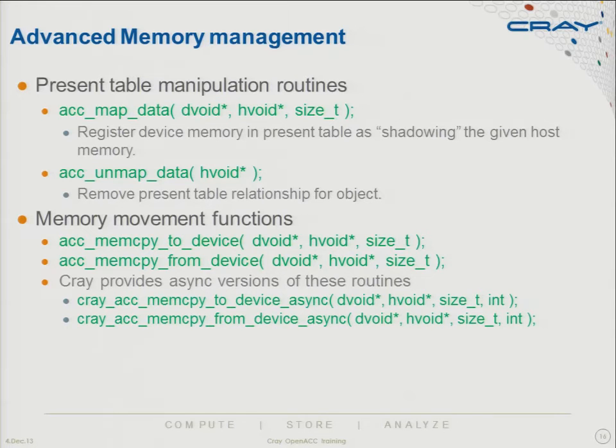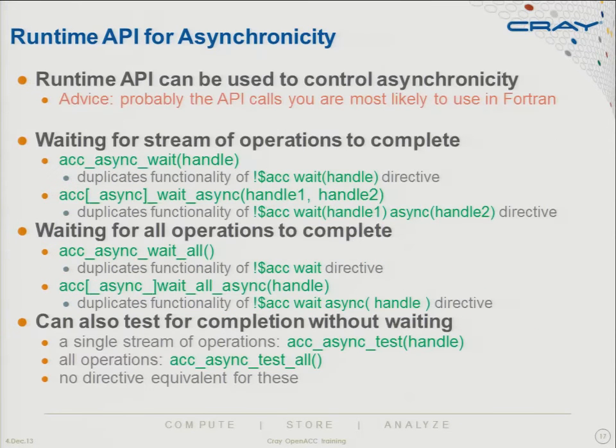If you want to start messing about with the present table to say data is present on the GPU, there are ways to do this. But all of this is very advanced. All of the async wait, all of this sort of wait all, wait for particular handles, you can do these with API calls instead of doing them with directives if you want.